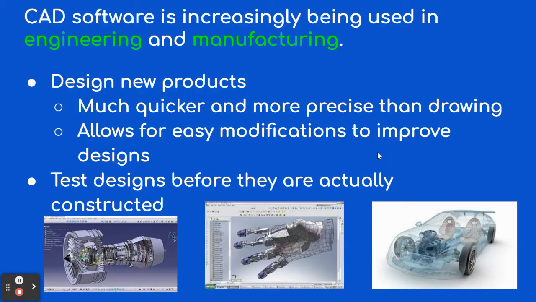And we've talked about this before, but just to go over it again, CAD software is increasingly being used in engineering and manufacturing. It's great for designing new products because it's much faster and more precise than drawings. It also allows for easy modifications to improve the design. And on a lot of programs, it'll actually let you test out parts of your design before they're actually constructed.